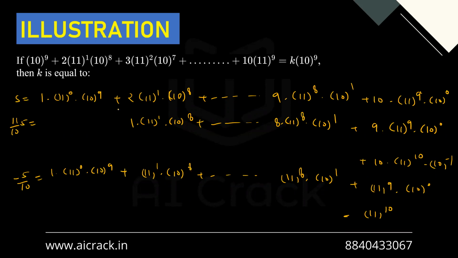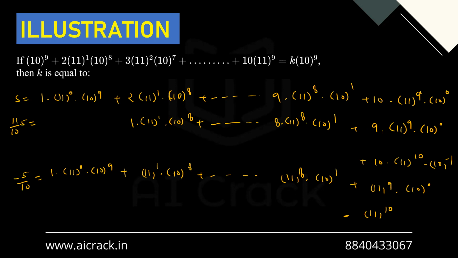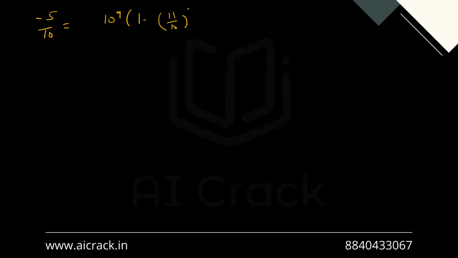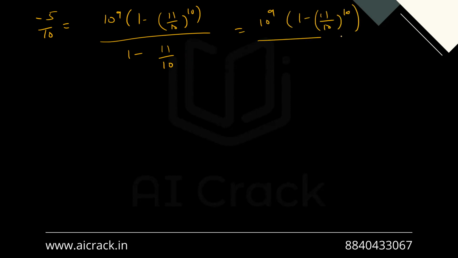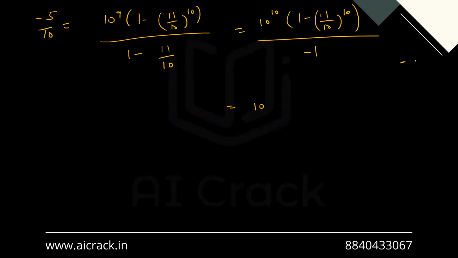So the first term is this one, 10 raised to the power 9 only basically. So a times 1 minus r to the power 10, where r is 11 by 10, divided by 1 minus 11 by 10. So this would be 10 raised to the power 9 times 1 minus 11 by 10 raised to the power 10, divided by, this would become minus 1 by 10, and this would become minus 1 and 10 goes over there. So that would make the power 10 raised to the power 10, right? And we have an additional minus 11 raised to the power 10 over here. This is an additional term.